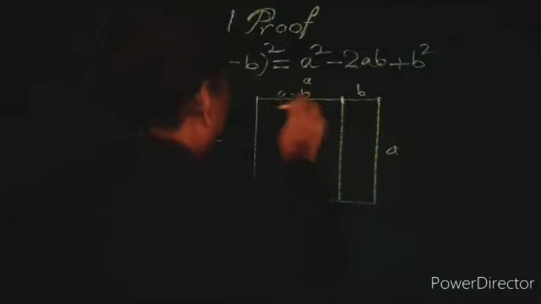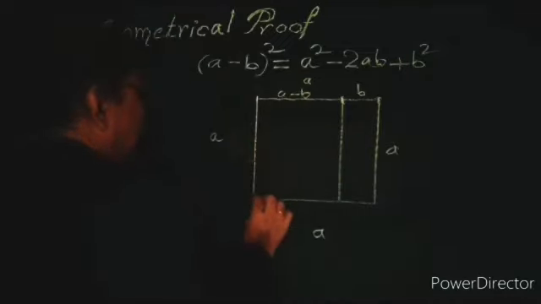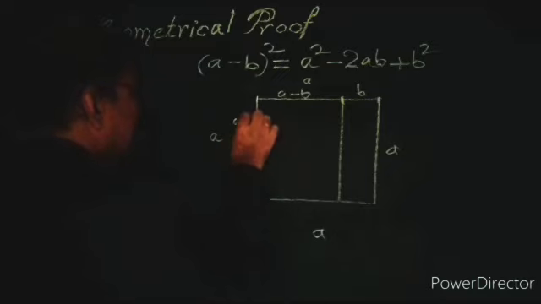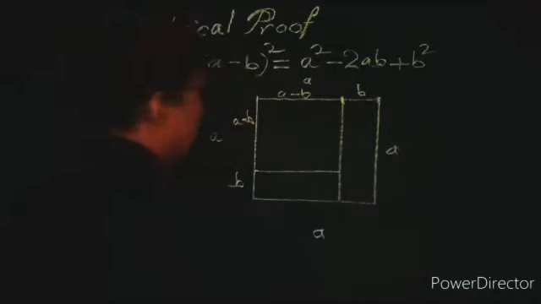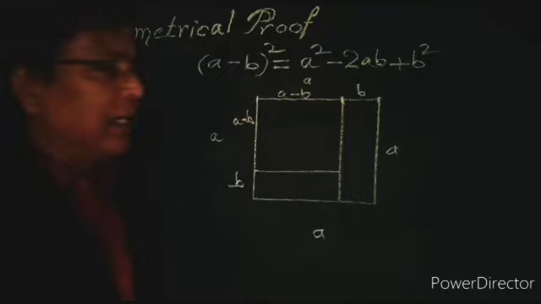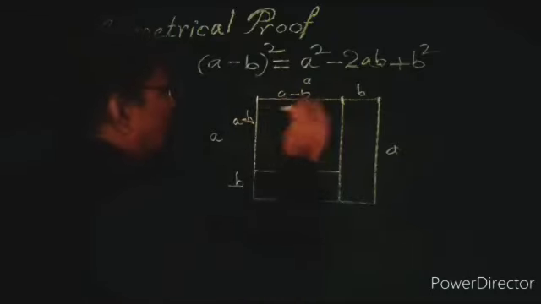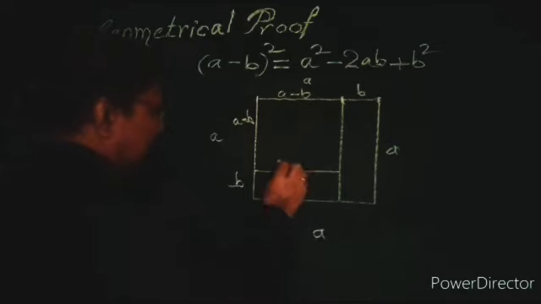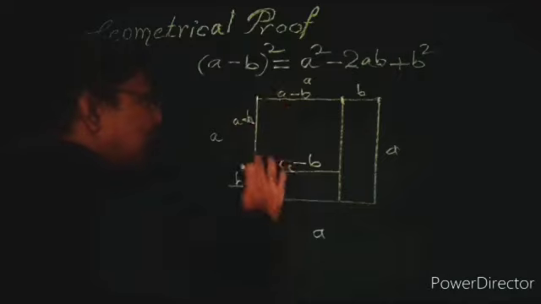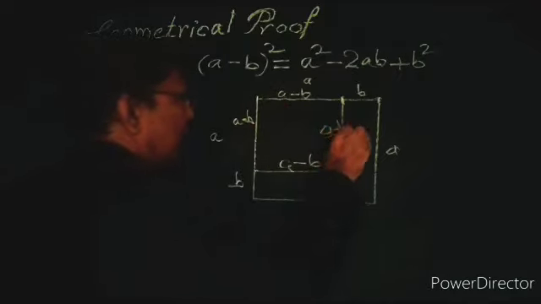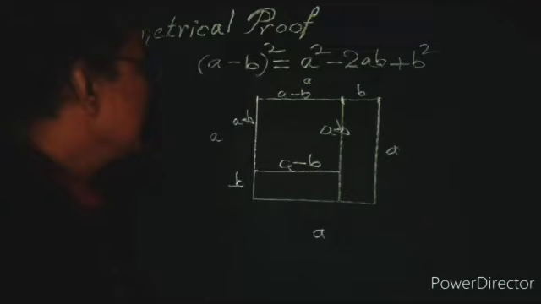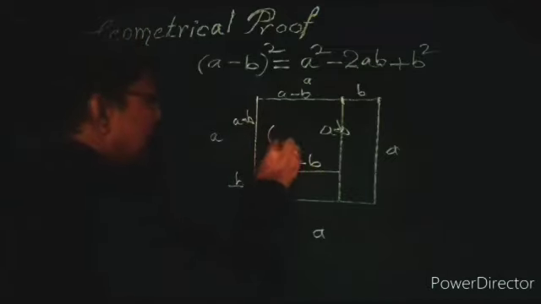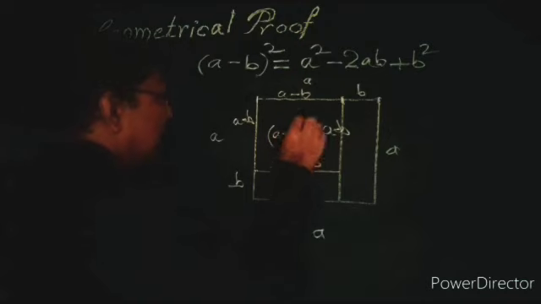And here, if we take a minus b length, this is a, and if we subtract quantity b here, therefore this length is a minus b. These are the three quadrilaterals we get. What is the length of the sides of this quadrilateral? This is a minus b, so this is also a minus b. This is a minus b, so this side is also a minus b. Then this quadrilateral has all four sides the same. Therefore, this is a square. Therefore, the area of this square is (a minus b) whole square.